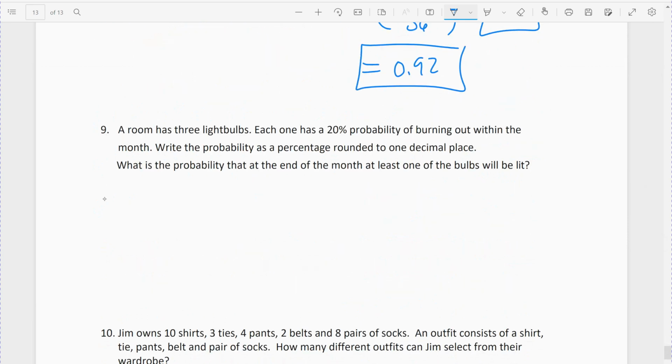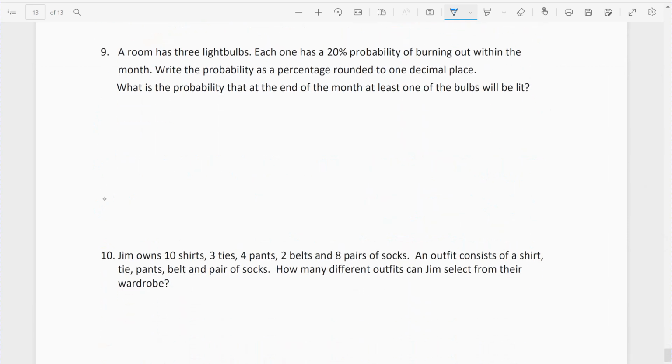All right, here's our light bulb example again. Room has 3 light bulbs. The probability of one being burnt out is 20%. Find the probability as a percentage rounded to 1 decimal place. So again, remember the final answer I need as a percentage rounded to 1 decimal place. Find the probability in the month at least one of them is lit.